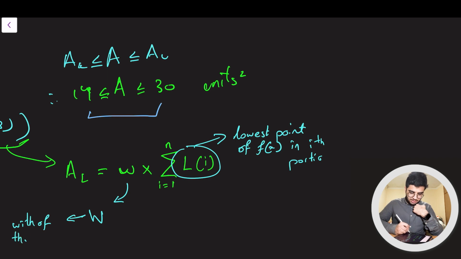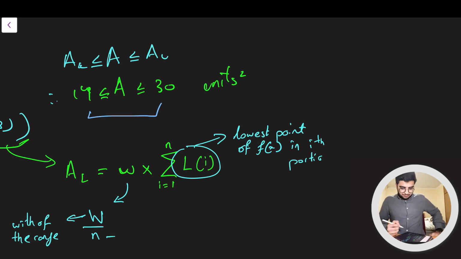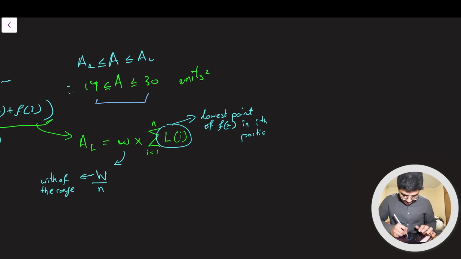In this case, it was the width of the range divided by n, which we know is the number of rectangles, or the number of portions. Okay, so now to finalize it, this is our notation that we will be using throughout from this point onwards, okay?